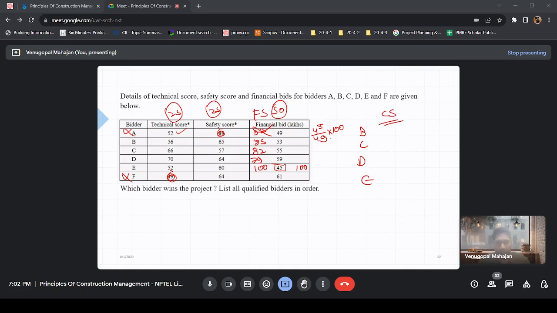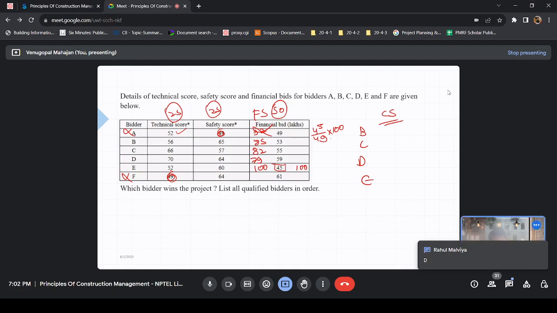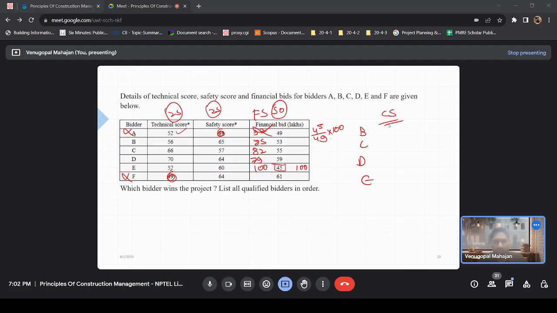Sir, for bidder D, it should have been 76. Which one? Bidder D, financial score. Which, B or D? D as in dog. Okay. Maybe let me check. 76, right? Yes, sir. Okay. So I'll just correct it to 76.